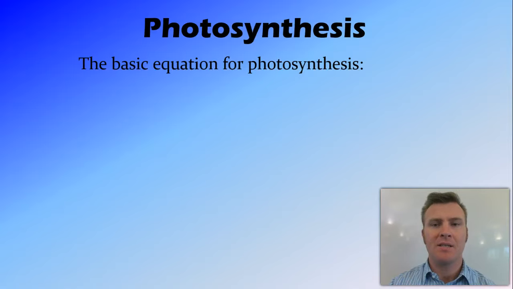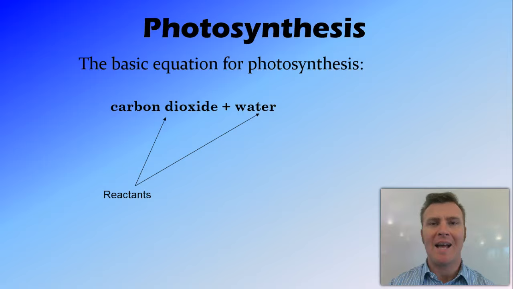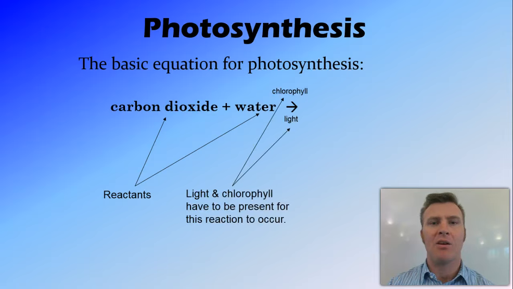So from this, we can look at the basic equation for photosynthesis. Now, when we write equations, firstly, we put the reactants on the left-hand side. So these are the things that are reacting and are needed for the equation. So in this case, it's the carbon dioxide that's being absorbed by the leaves and the water that's being absorbed by the roots. We then have an arrow, and the arrow shows which way the reaction is occurring.